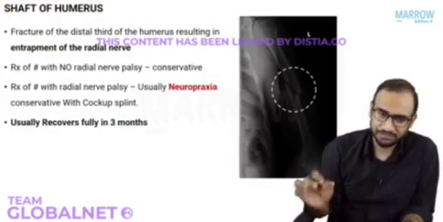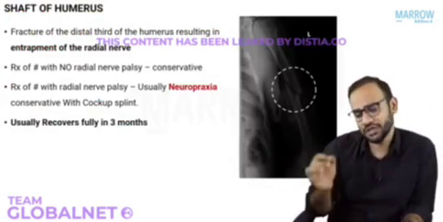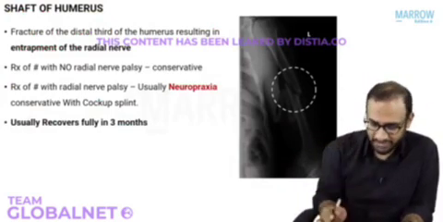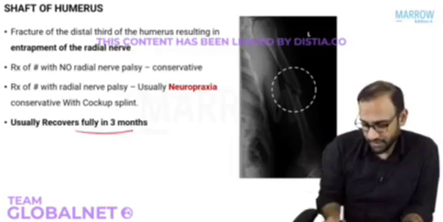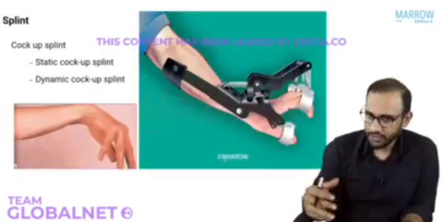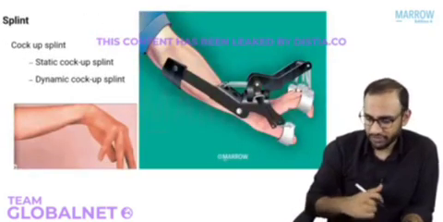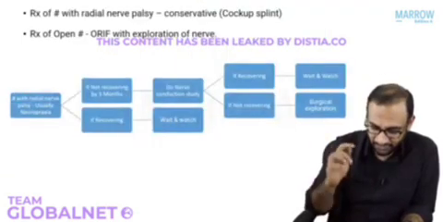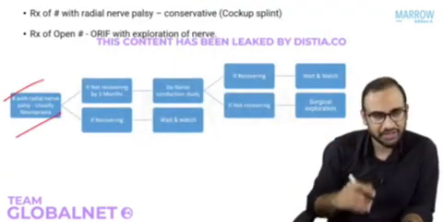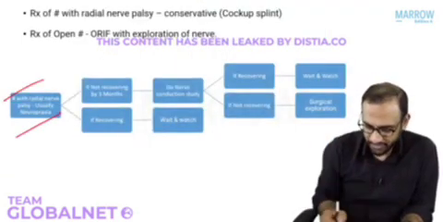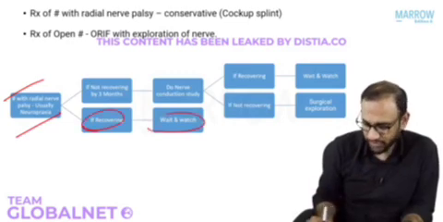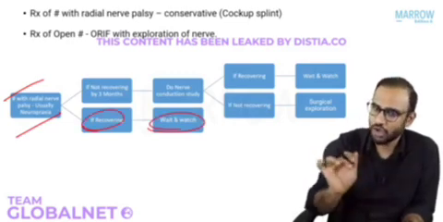Shaft of humerus fracture. Radial nerve injuries are usually neuropraxias that can be conservatively managed with a cock-up splint. Usually they recover fully in 3 months. The splint that you will use is a cock-up splint in wrist drop because of radial nerve palsy, and the algorithm that I have given you: fracture with radial nerve palsy, usually neuropraxia. It will recover, and if it is recovering, you just wait and watch and there is no need to interfere. Just give the cock-up splint.